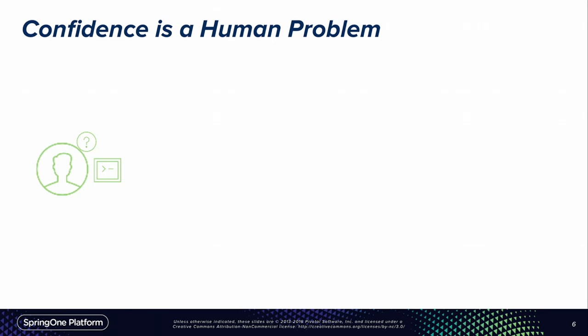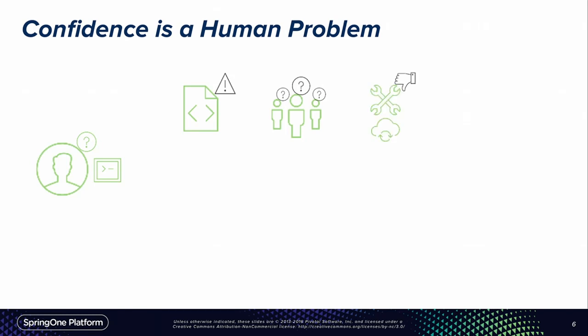It's humans who need confidence that they can ship their code, because you have a developer sitting there and they have all sorts of questions. Is this going to break our code? Is this going to confuse my teammates? Are they even going to understand the code I just pushed? Is this going to break the build? Or is this command I'm about to run going to actually delete the entire CI server? That could happen.